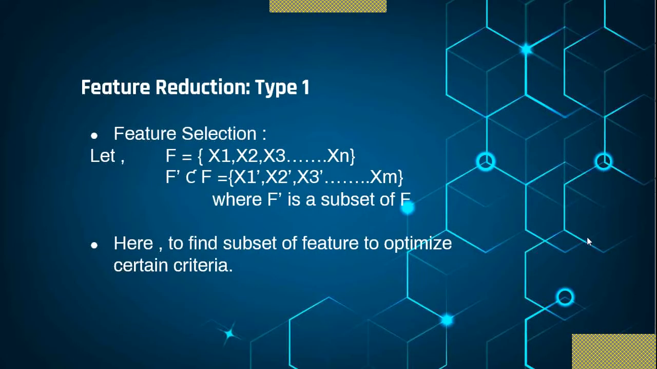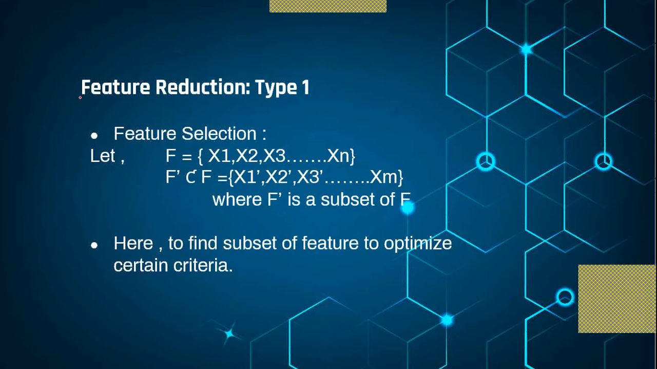Now, what are the methods used to reduce the features? To reduce the features, there is feature reduction, that is type 1. In this feature reduction type 1, let us consider you have a data set. You can indicate it as D or F.